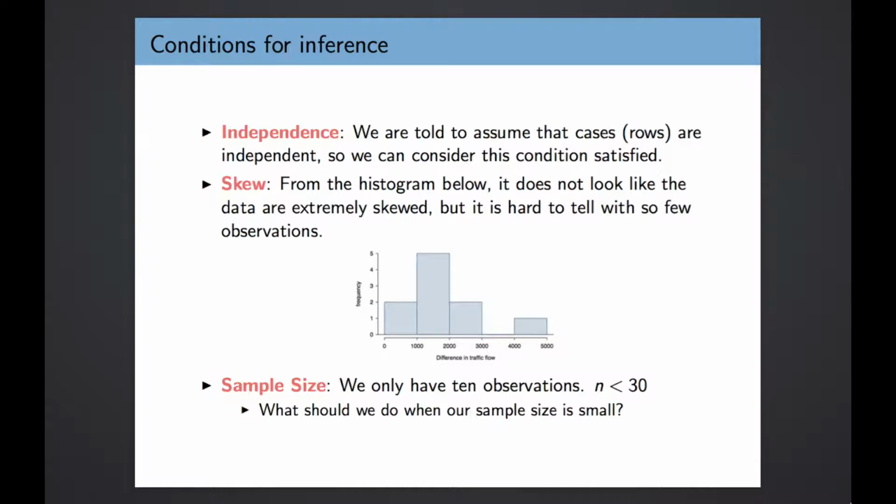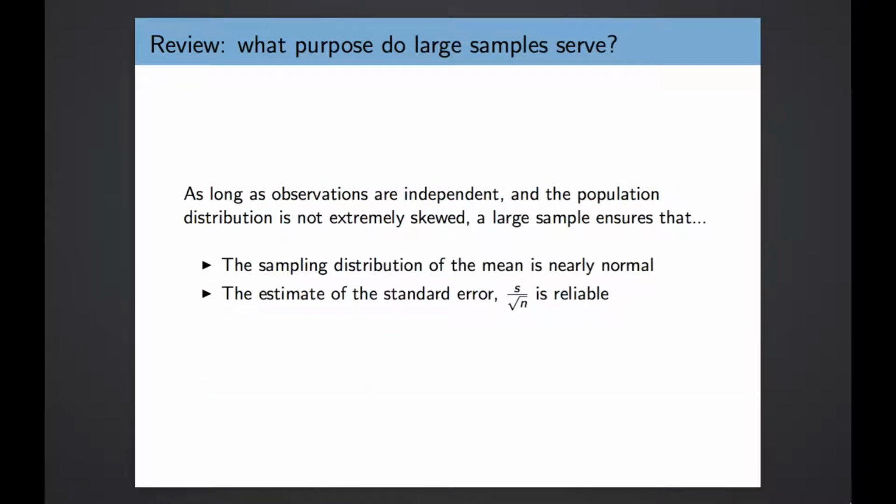So what should we do when we have such a small sample size? How can we make inferences about the question that we're interested in? Well, we know that we can't use the normal approximation because we don't meet this condition of a sufficiently large sample size. To understand what this means for us, it's important to go back and think about what the purpose of large samples is.